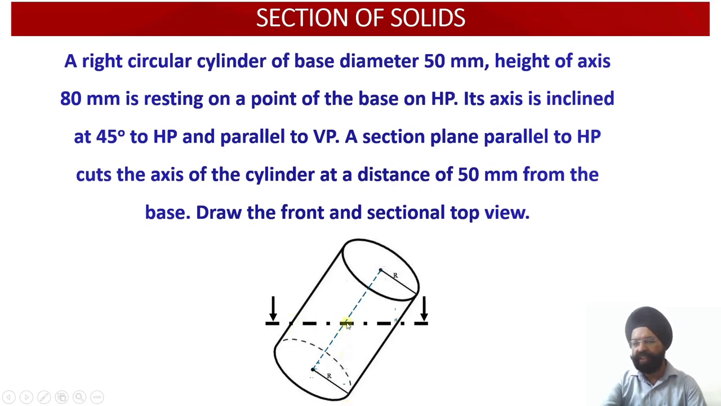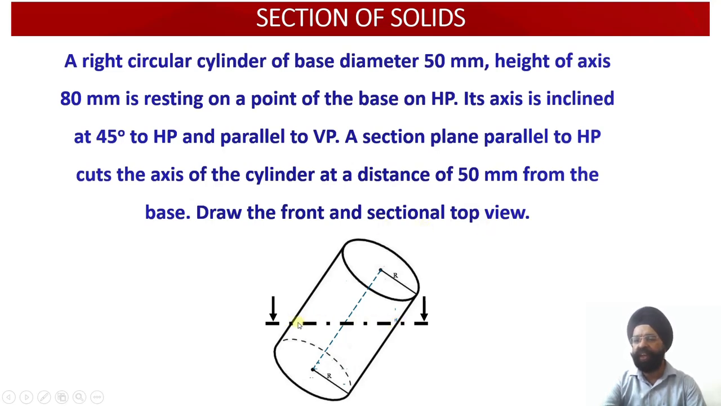So the cutting plane, which is horizontal in nature, will be passing through the axis in such a way that it will be cutting the axis at a point which will be 50 millimeter above the XY reference line, or above the horizontal plane, right? So we are required to draw the front and the sectional top view, and we need to remember, since this cutting plane is parallel to HP, the sectional top view which will be obtained on the horizontal plane in the top view will provide us with the true shape of the cut section.